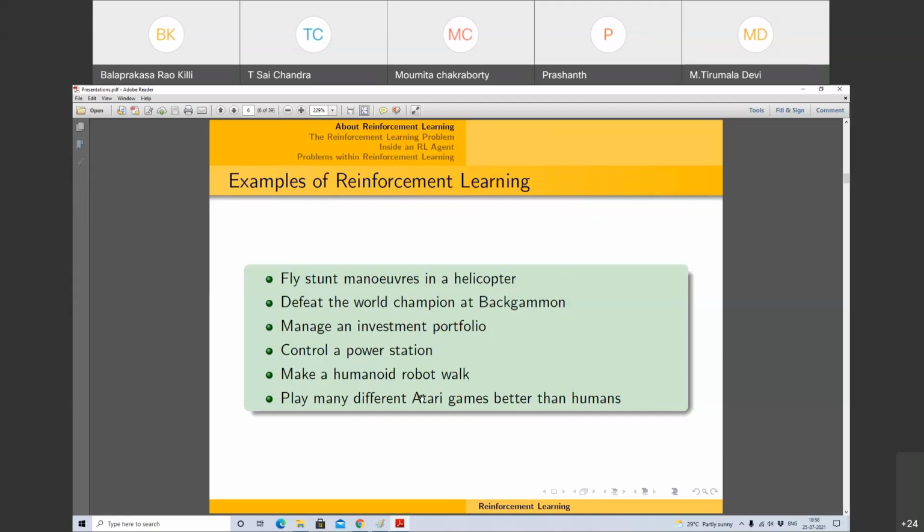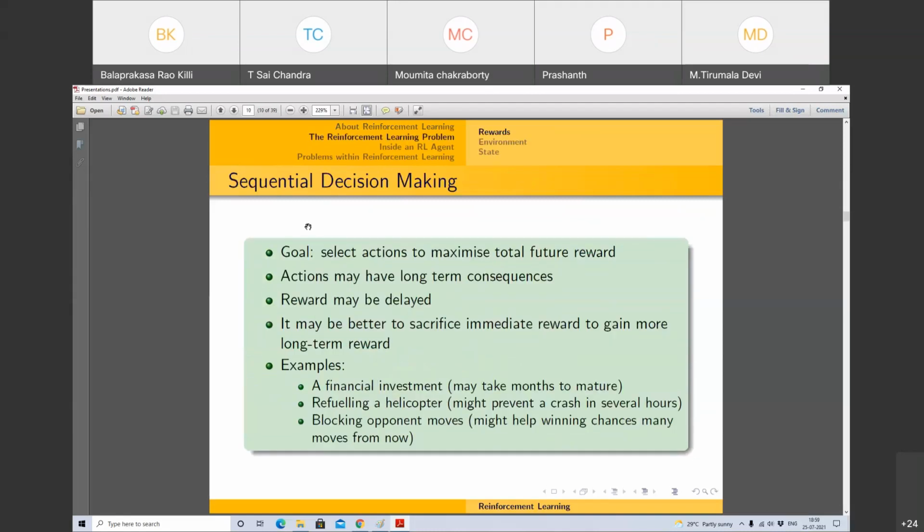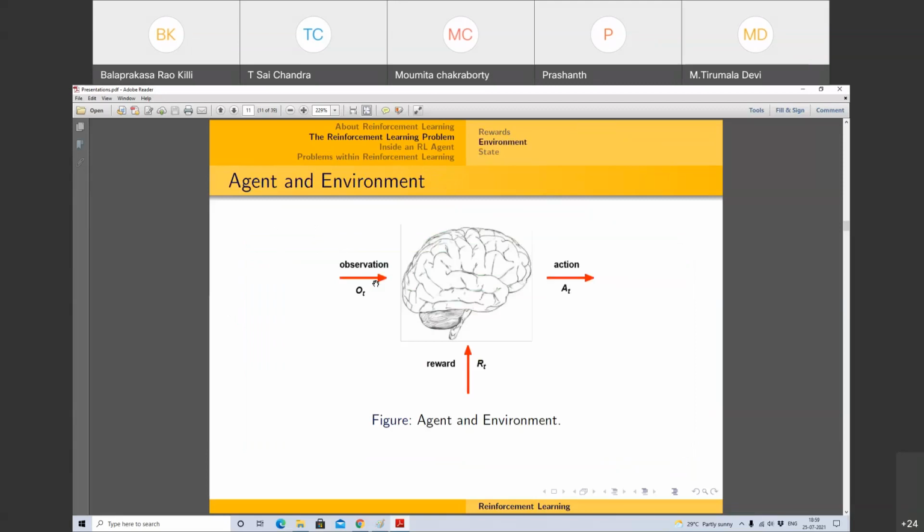These problems are from different domains: games, finance, electrical, mechanical, robotics, all these things. But what is the common thing behind all these problems? Sequential decision making. The agent has to make a sequence of actions. So the unifying framework behind all these problems is known as sequential decision making. The common thing is that the agent has to pick a sequence of actions so as to maximize their cumulative reward.